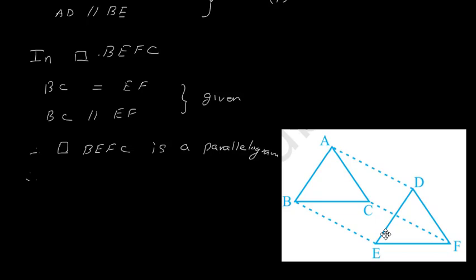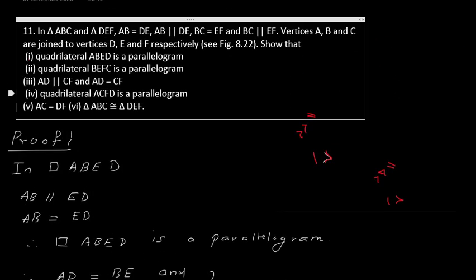Now, as BEFC is a parallelogram, we can say that side BE will be equal to CF, and BE will be parallel to CF. This I will take as the second equation. So in the first equation, we have proved that AD and BE are equal. And second, we have proved that BE and CF are equal. So these three sides are equal. In the same way, I have proved that AD is parallel to BE, and BE is parallel to CF. So from 1 and 2, now we have to prove the third statement.